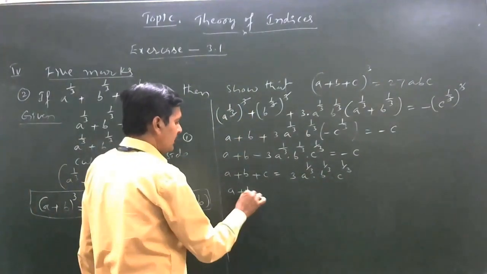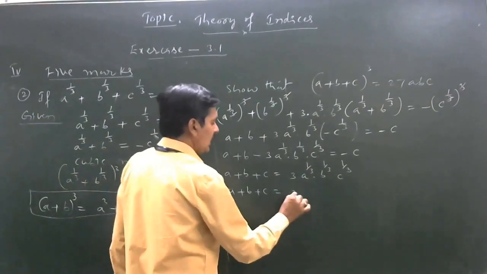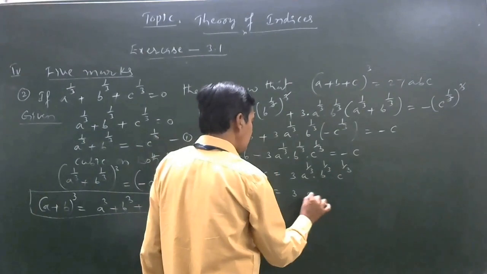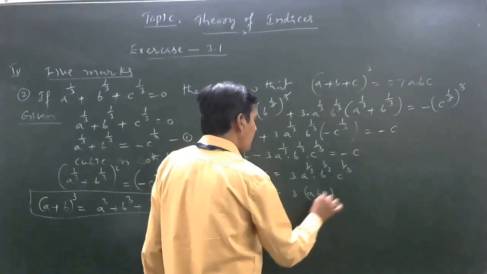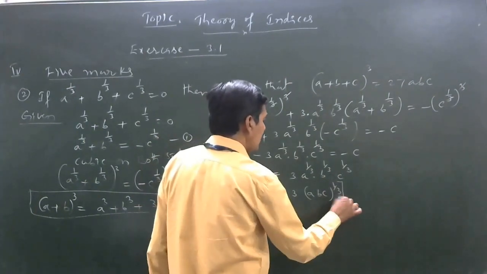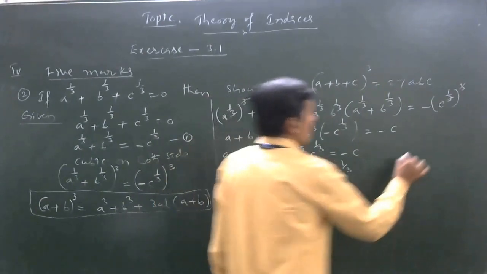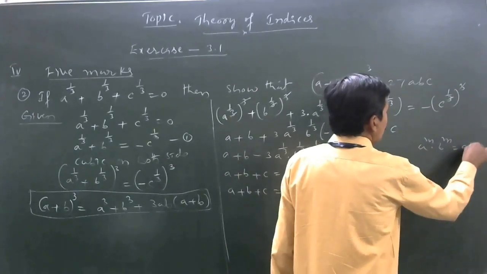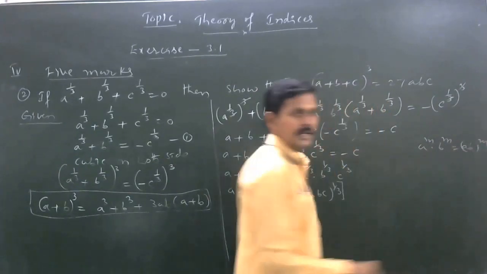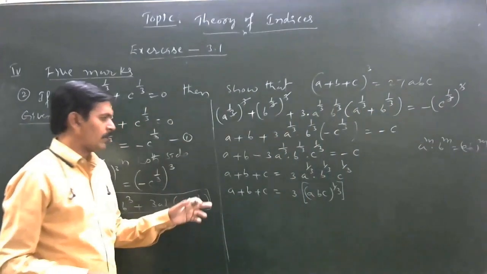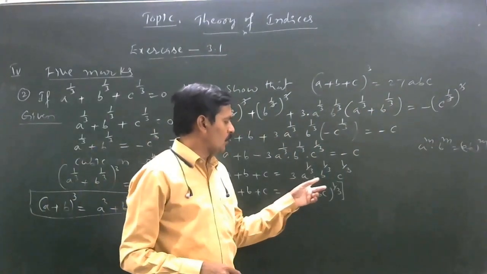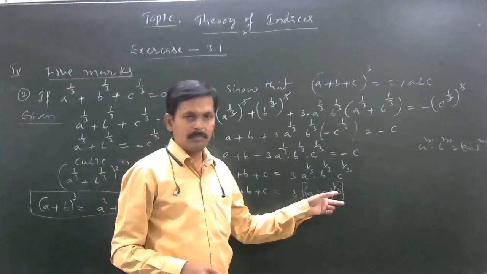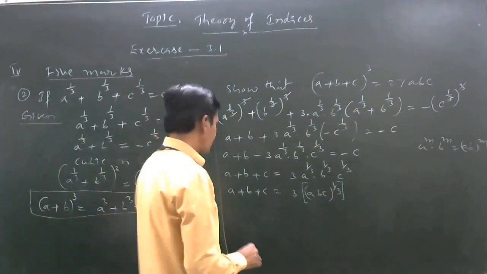Here a plus b plus c is equal to 3 into a power 1 by 3, b power 1 by 3 and c power 1 by 3, which can be written as abc whole power 1 by 3. Here, applying the law of indices, a power m into b power m is equal to ab whole power m. By using this law, a power 1 by 3 into b power 1 by 3 into c power 1 by 3 can be written as abc whole power 1 by 3.